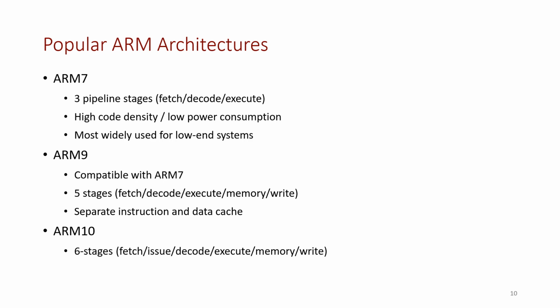ARM 9 is compatible with ARM 7. It has 5 pipeline stages: fetch, decode, execute, memory, and write. Another advantage is that it has separate memory for instructions and data. And for ARM 10, you have 6 stages: fetch, issue, decode, execute, memory, and write. All 6 stages can be done in a single cycle execution.